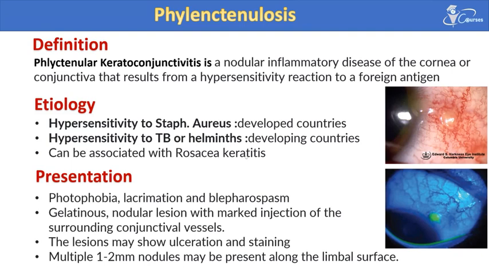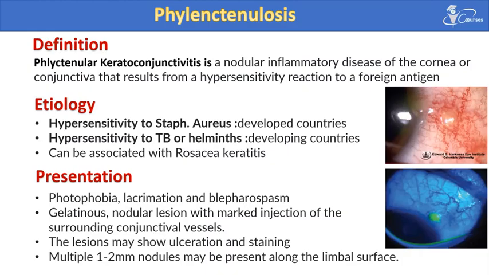So it is very crucial for those children, usually they are children, to exclude that they have no intestinal problems, no parasitic infestations, and so on. There is also another association with rosacea keratitis that we are going to discuss later on. So how would those patients present?